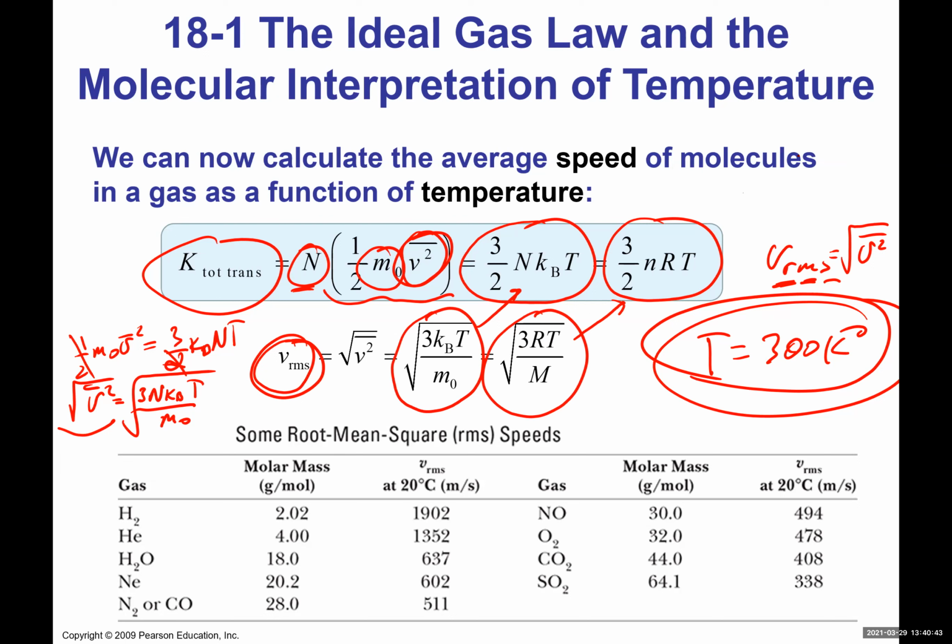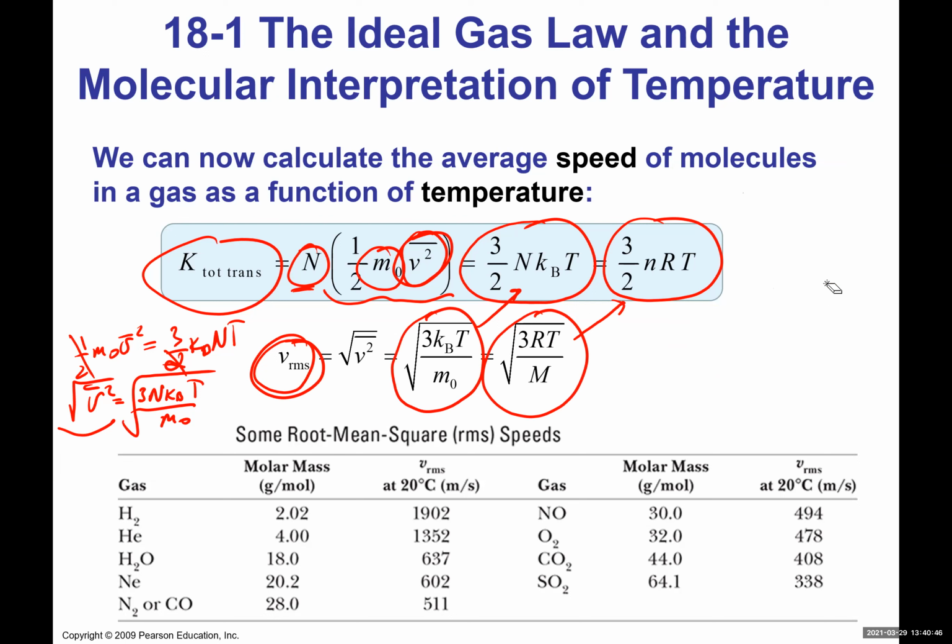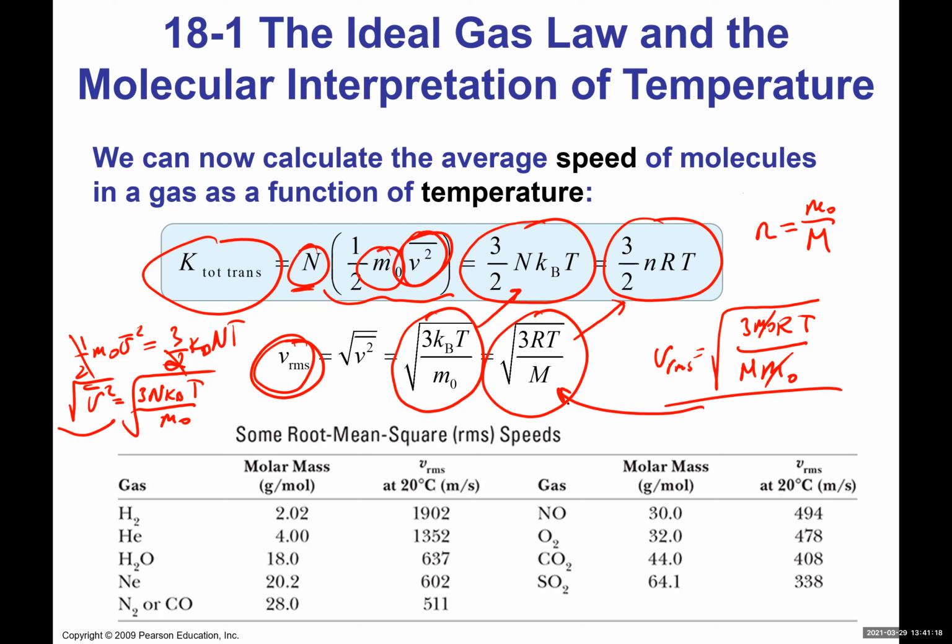Let me show you here. So remember, it ended up being like this. V RMS equals the square root of 3nRT over the mass. But the number of moles is, remember, mass over molar mass. So I can technically have either this equation, or if I replace n with total mass over molar mass, this total mass cancels out. So then we end up with just that, only in terms of the molar mass.